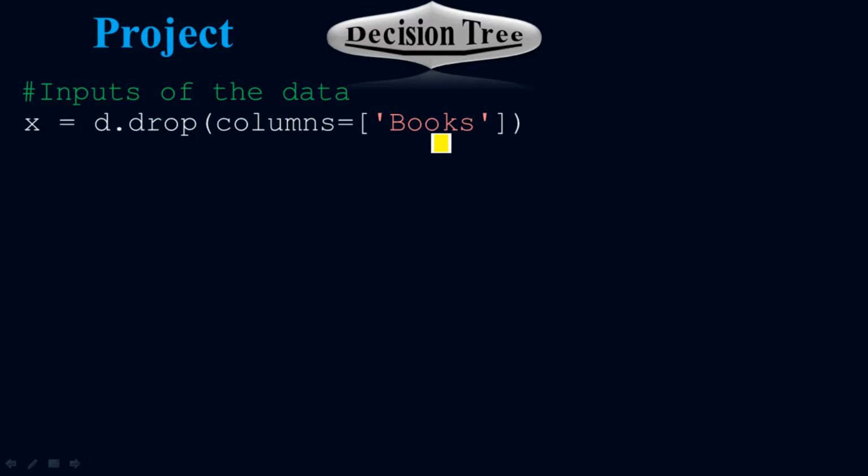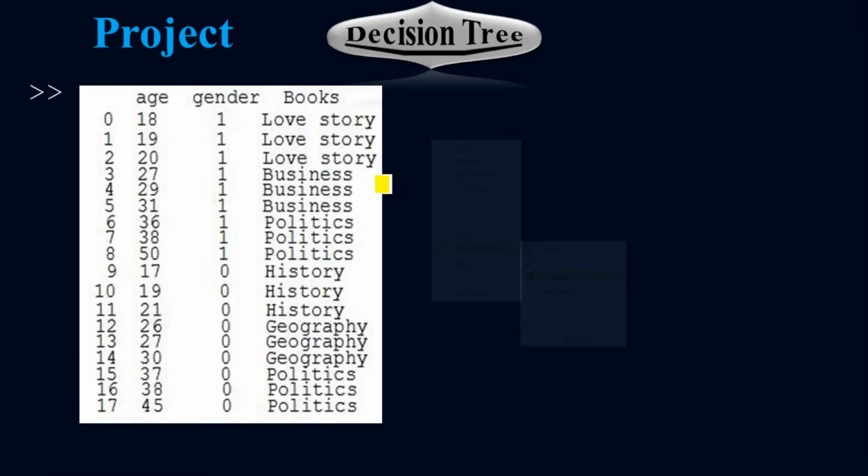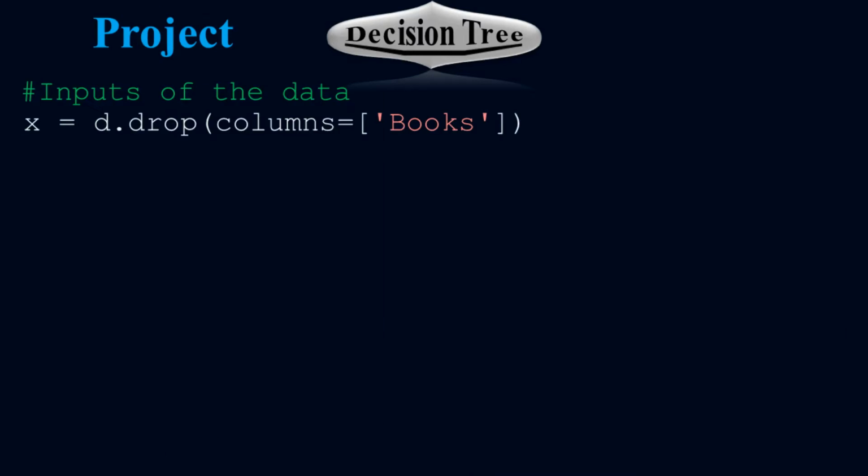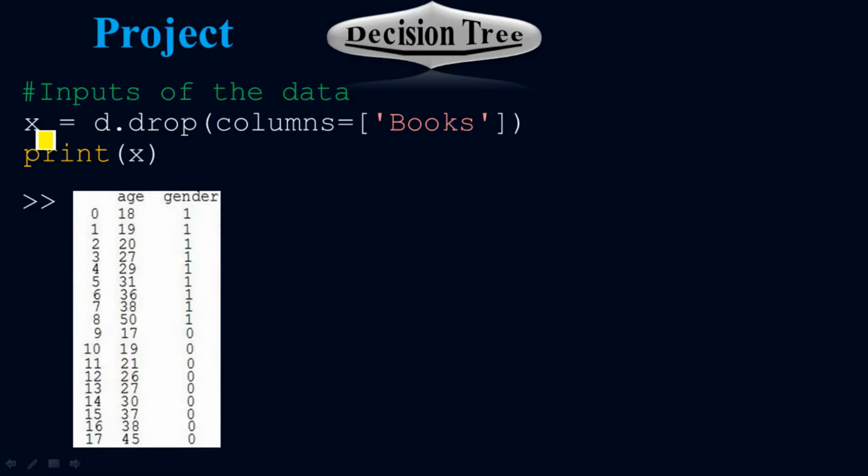So the rest of the two columns will be my input data. Look, when you drop the column of books, which is the output data, we will be left with only these two columns, which is the input data. Remember, when you take the print of X, you will get this output. If you want to know the X, you just take the print of X. When you run the program, you will get this output. So look here, we have only two columns, the age column and the gender column. This is my input data. The output data has been dropped, which is the books column, with the help of this drop function.